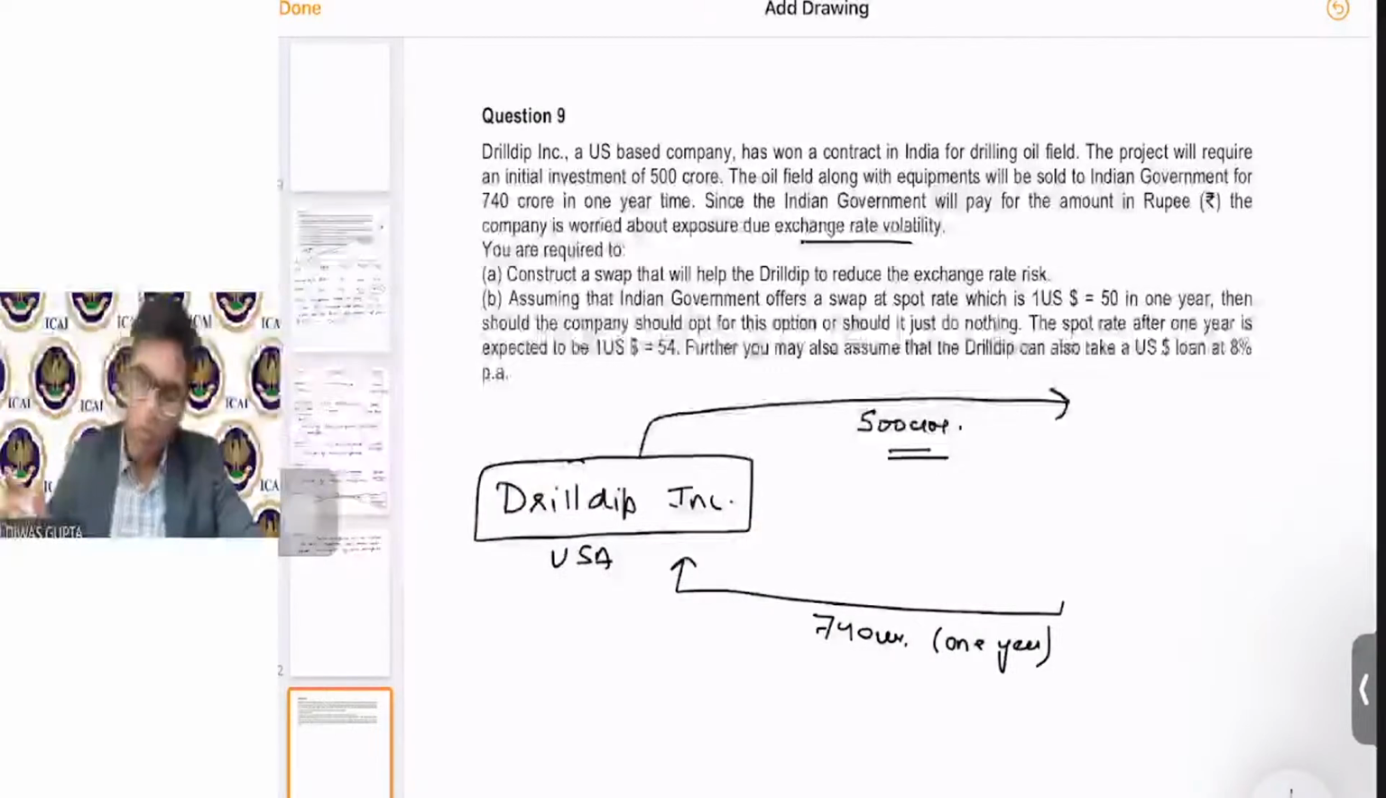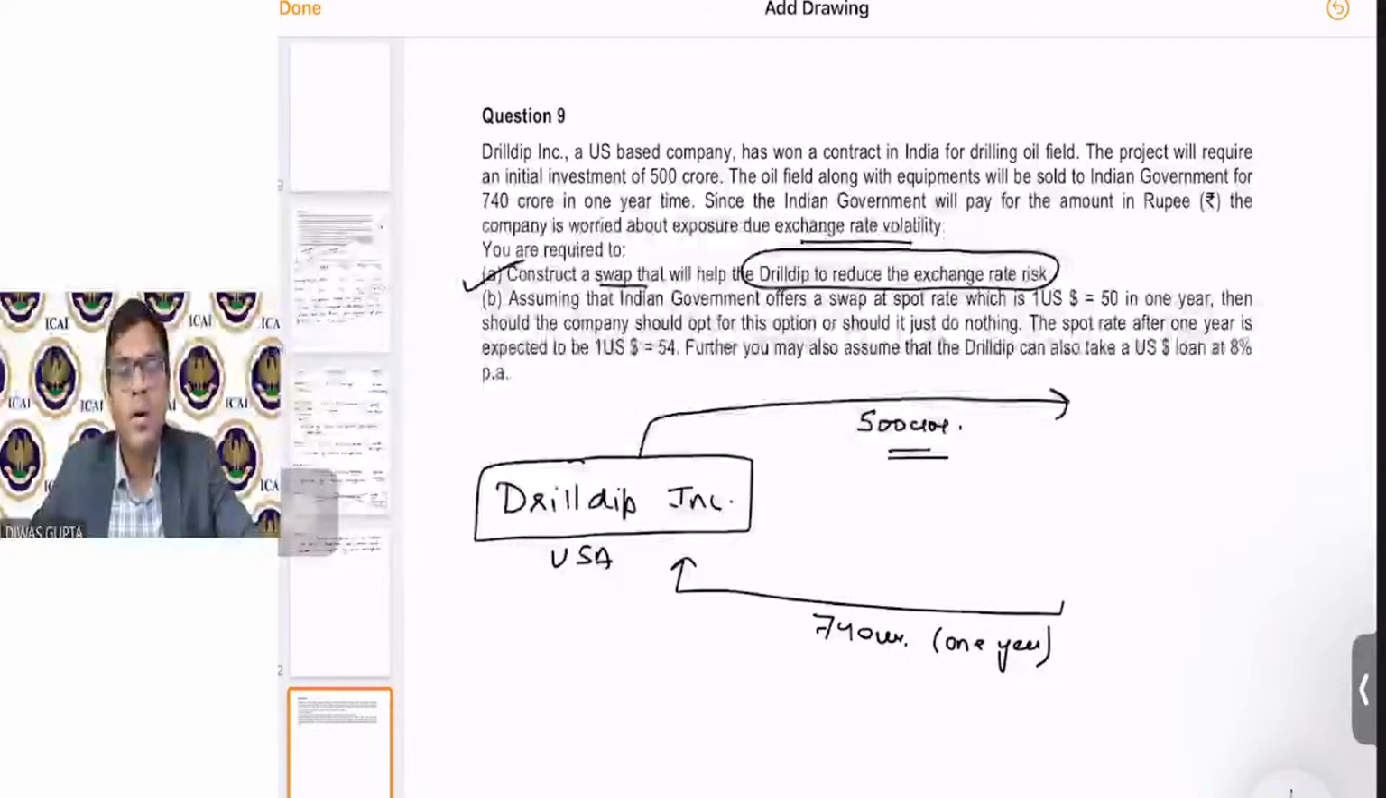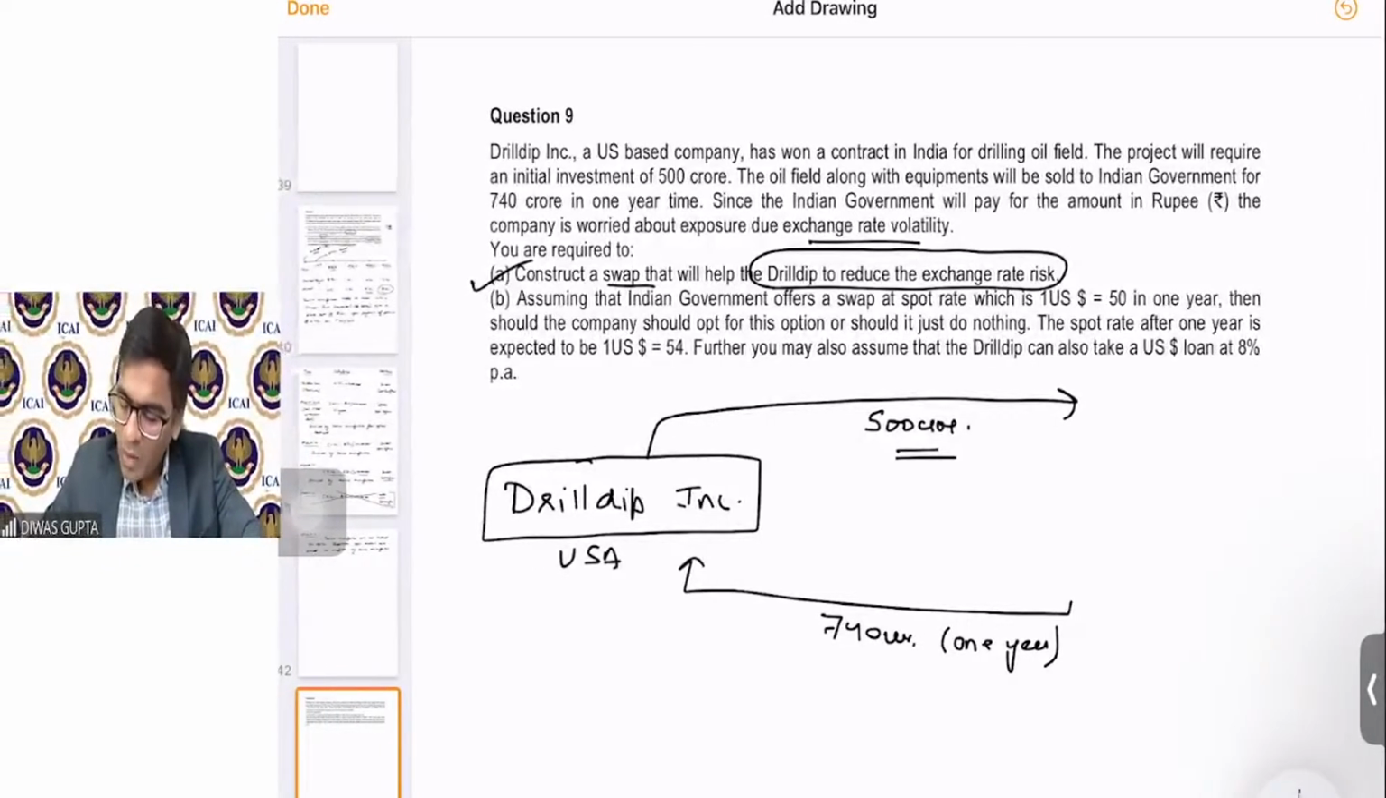You are required to construct a swap that will help Drill Dip to reduce the exchange rate risk. Second, assuming that the Indian government offers a swap at a spot rate which is 1 US dollar equal to 50 rupees in 1 year, should the company opt for this option or should it just do nothing? The spot rate after 1 year is expected to be US dollar 1 to 54. This is a forward rate actually. Forward rate for 1 year.